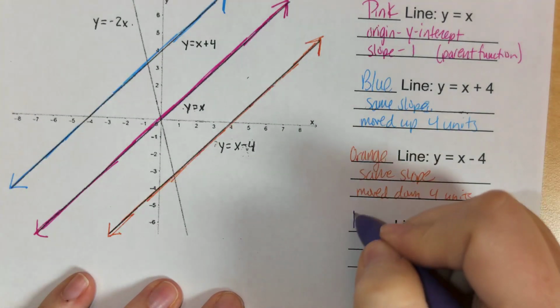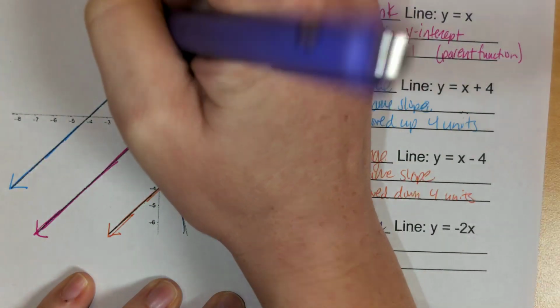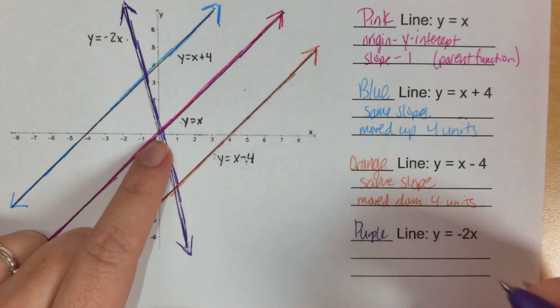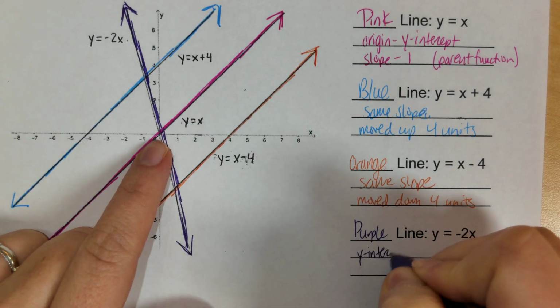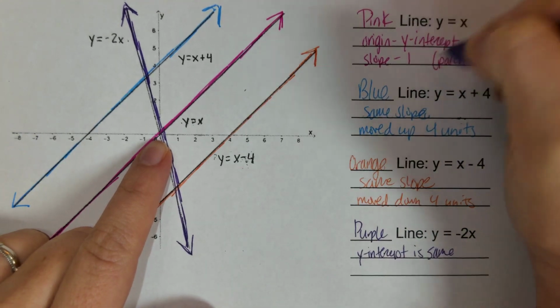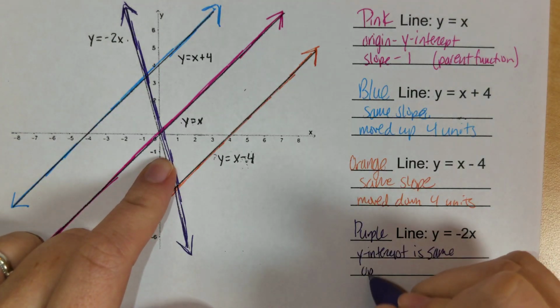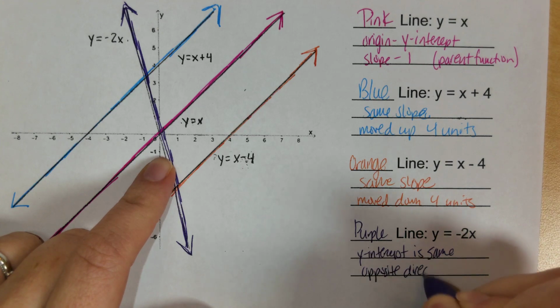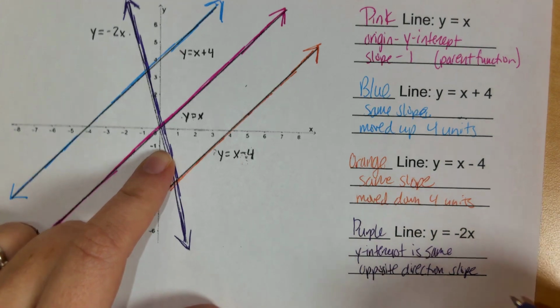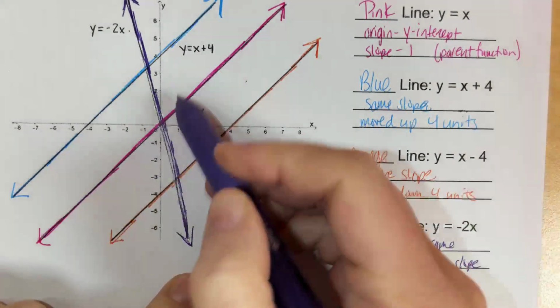Then the last one we're going to do is the purple line. You choose whatever color you're using, and I'm going to color in this line right here, and you'll notice it is very different from the original. It does still go through the origin, so the y-intercept here is the same as the original. We're still comparing to y equals x, but it has the opposite direction of slope, and it's also a steeper slope than this one right here.